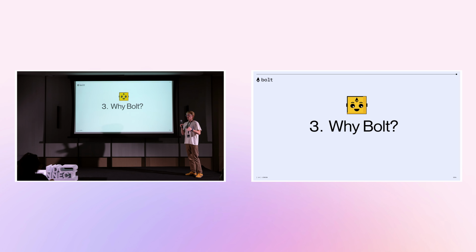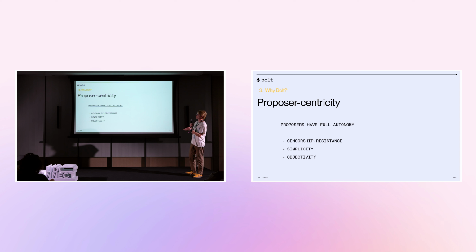Okay, now that we have it clear why inclusion preconfs are potentially interesting, why Bolt? What are the design principles that we have when designing this? Let's start with proposer centricity. We think it's very important for proposers to retain autonomy, because there are a ton of proposers with all of their different preferences, jurisdictions, and so on. And we believe that contributes a lot to censorship resistance, and it's simple and objective.